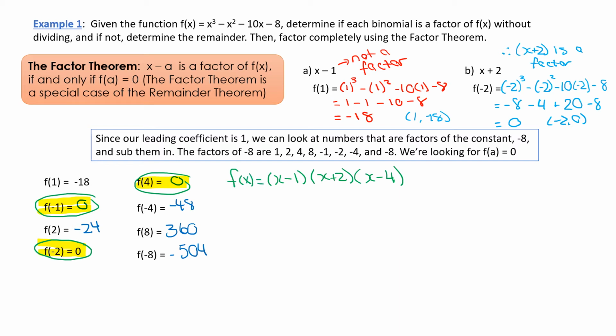Using the factor theorem, we found all of the factors of the function. Sometimes we would have to go through many numbers to sub them all in. We're not going to do that today. Just for this example, I wanted you to sub in all of them to get an idea of what the factor theorem is. So that's the factor theorem. You sub in a number and you get 0, then that means it's a factor. It's one of these.